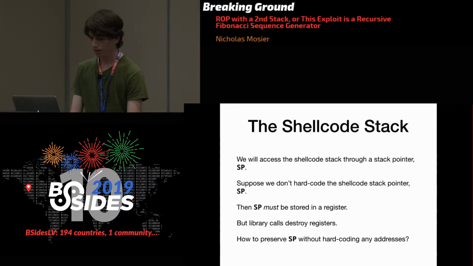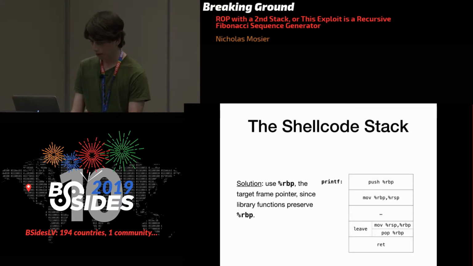But that means it must be stored in a register. The problem is that if we also want to support library calls, those can destroy registers. So how are we going to preserve the shellcode stack pointer if it's stored in a register? The solution I came up with is to repurpose the target frame pointer, RBP, as the shellcode stack pointer. Since RSP is already being used for the target stack, we can just use RBP for the shellcode stack.